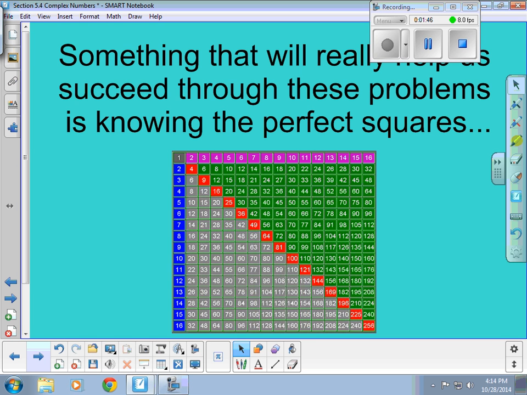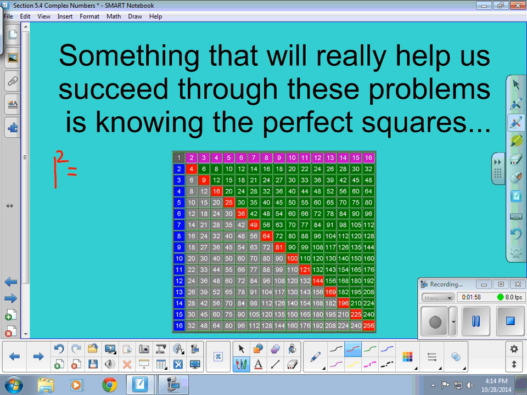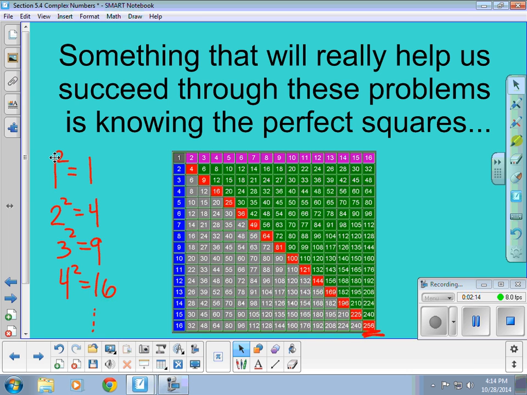Something that will really help you succeed through these problems is knowing the perfect squares. So just to start a list, 1 squared is 1, 2 squared is 4, 3 squared is 9, 4 squared is 16, and you could keep going all the way up. 16 times 16 is 256, so all of the numbers listed in red are my perfect squares.